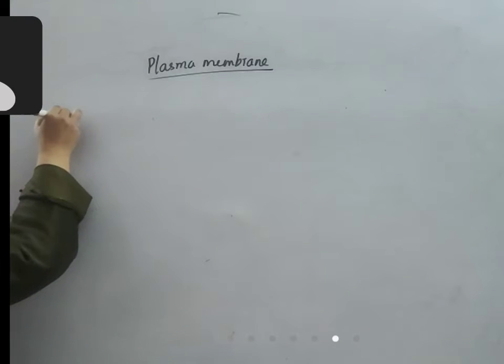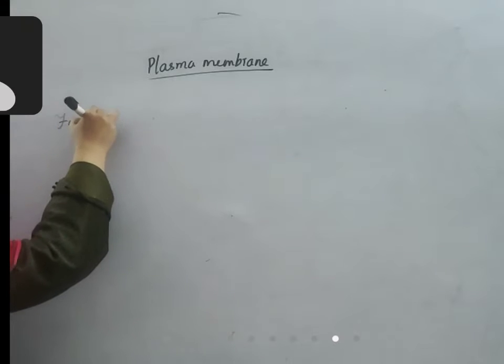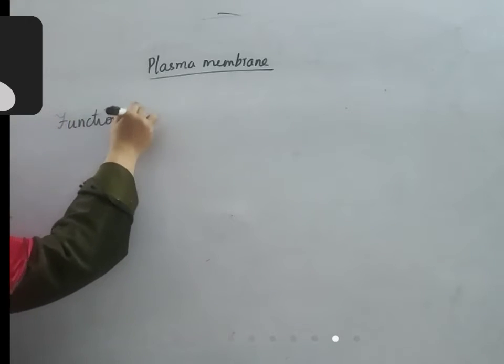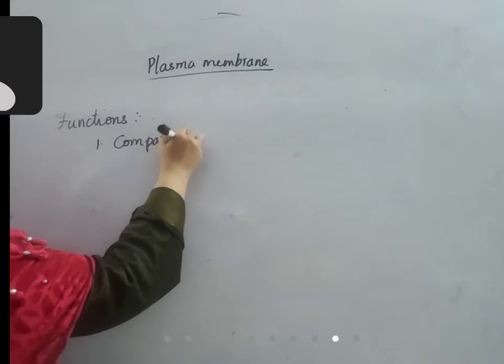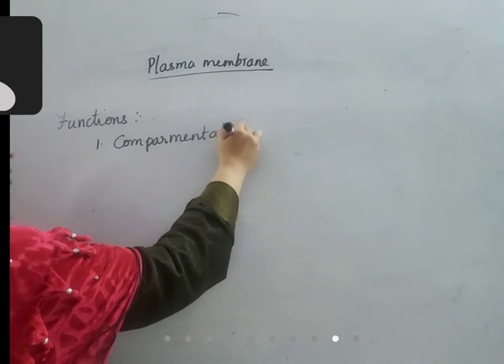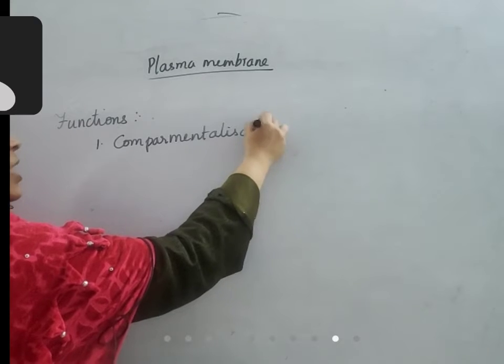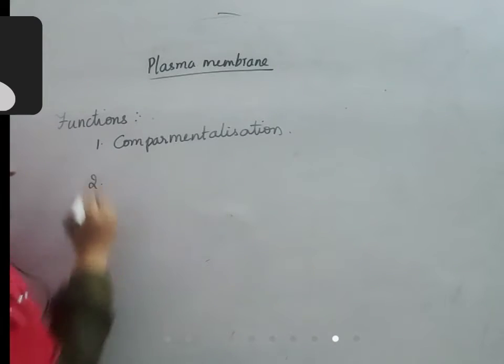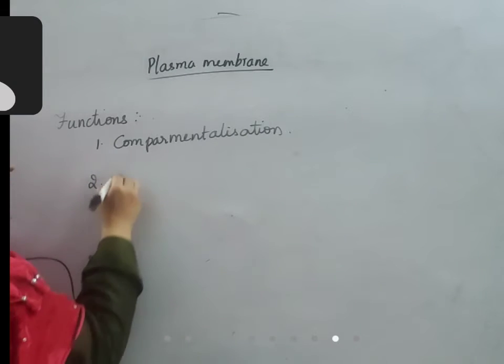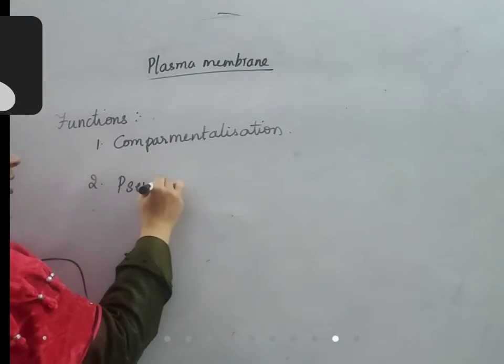Functions of plasma membrane. I'll tell you the first one: compartmentalization, separating inner contents from outer contents. That's all, right? The second one: it helps in the formation of pseudopodia.